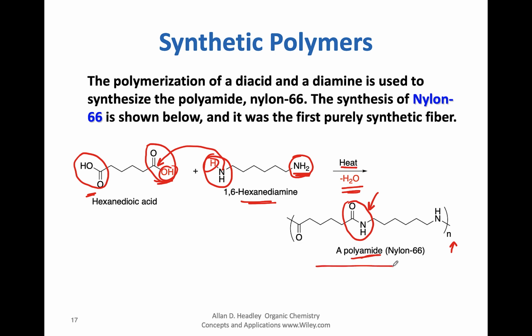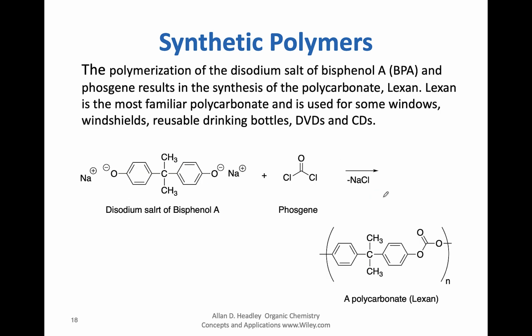This type of polymer is known as nylon 66, or nylon, and it was one of the first synthetic polymers made, and used a lot in clothing. I think stockings and that type of clothing. That's the nylon fabric.